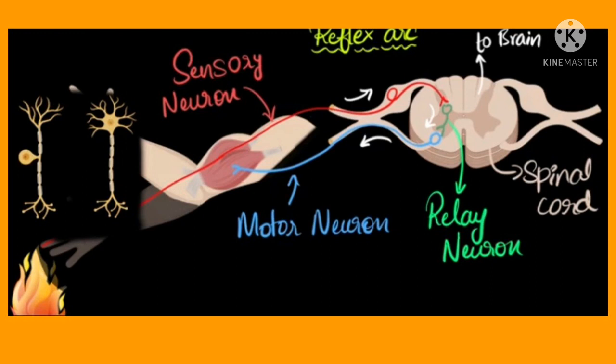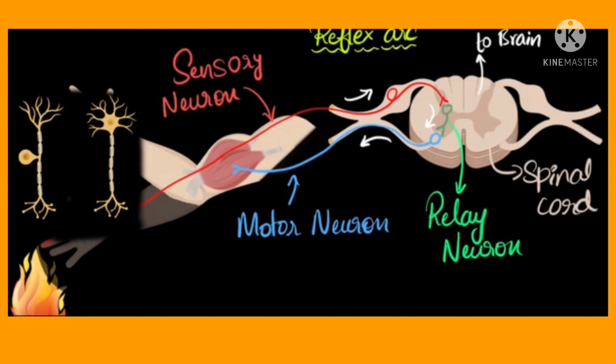The path of reflex action is called reflex arc. What is a reflex arc? The pathway taken by the impulse to accomplish reflex action is called reflex arc. What are the pathways involved? Sensory neuron, spinal cord, motor neuron and muscle. Through this way the impulses are transmitted and finally the hand is withdrawn.